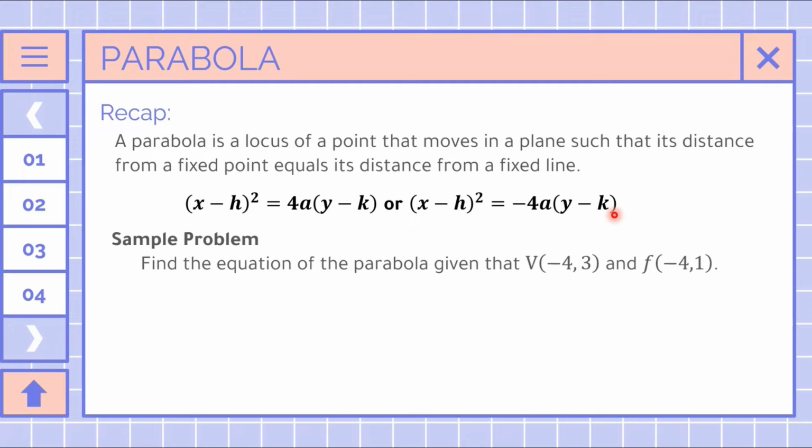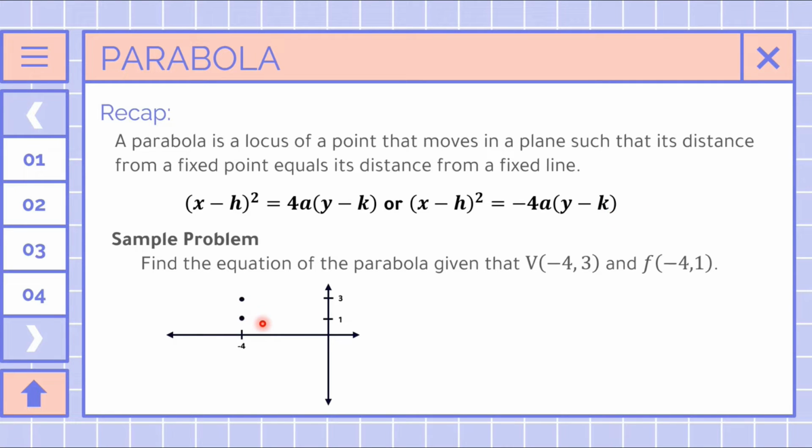So first, let's try to graph this given parabola. Let's use the Cartesian coordinate plane. We'll plot first the vertex and the focus, as you can see here.